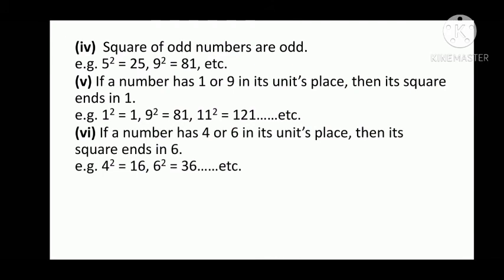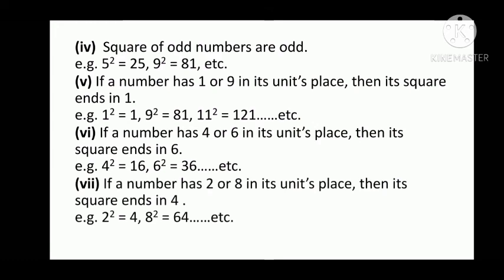For example, 4 square is equal to 16, 6 square is equal to 36. If a number has 2 or 8 in its units place, then its square ends in 4. For example, 2 square is equal to 4, 8 square is equal to 64, etc.